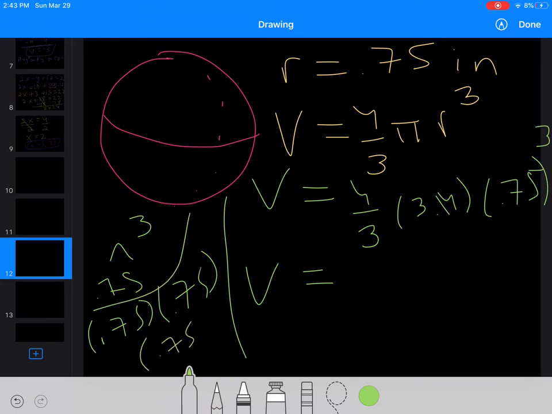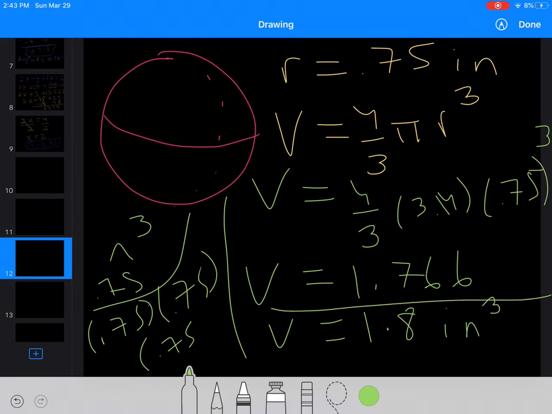So when we do that calculation, we should get 1.766. Let's just round that to the tenth place and have 1.8 inches cubed. That is going to be the volume of that sphere.